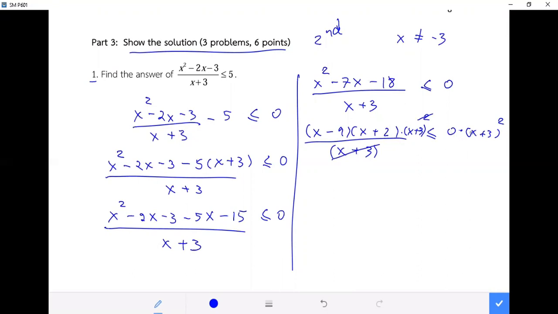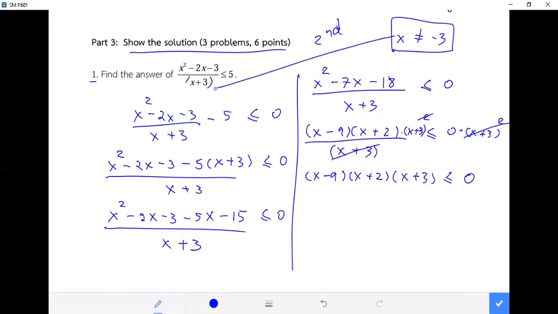This one multiplying 0 is 0. And you have this: x minus 9, x plus 2, x plus 3 less than or equal to 0, and then x is not negative 3. Actually, you can just write it since the very first step, because x plus 3 is there and you don't want to divide by 0. Okay, then you go.